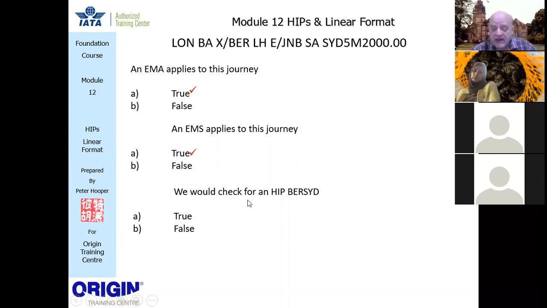We would check for an HIP, Berlin to Sydney. True or false? False. Why? There is no stop in Berlin, so we don't need to check. Exactly, it is false. Okay, so we okay on those bits? Yes. No queries? Okay.